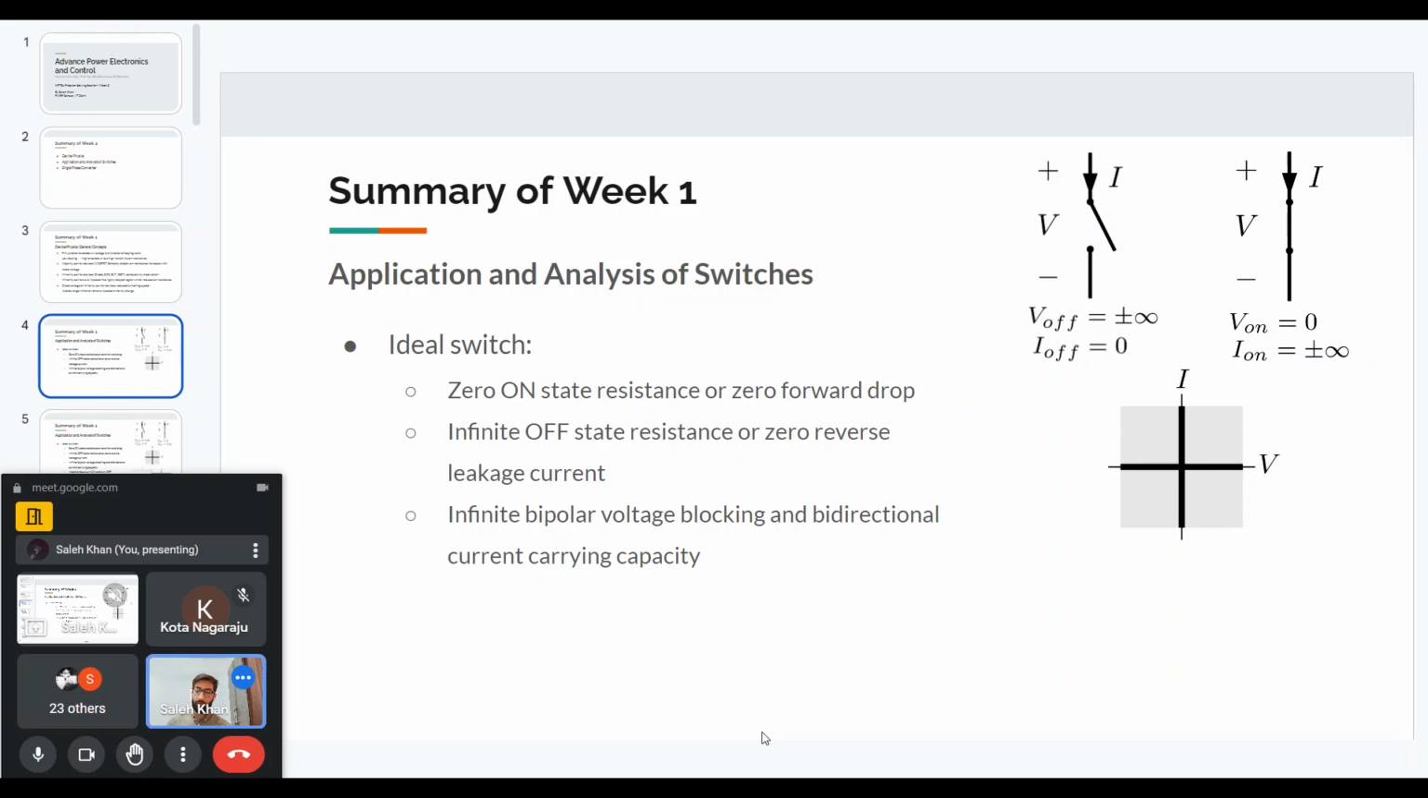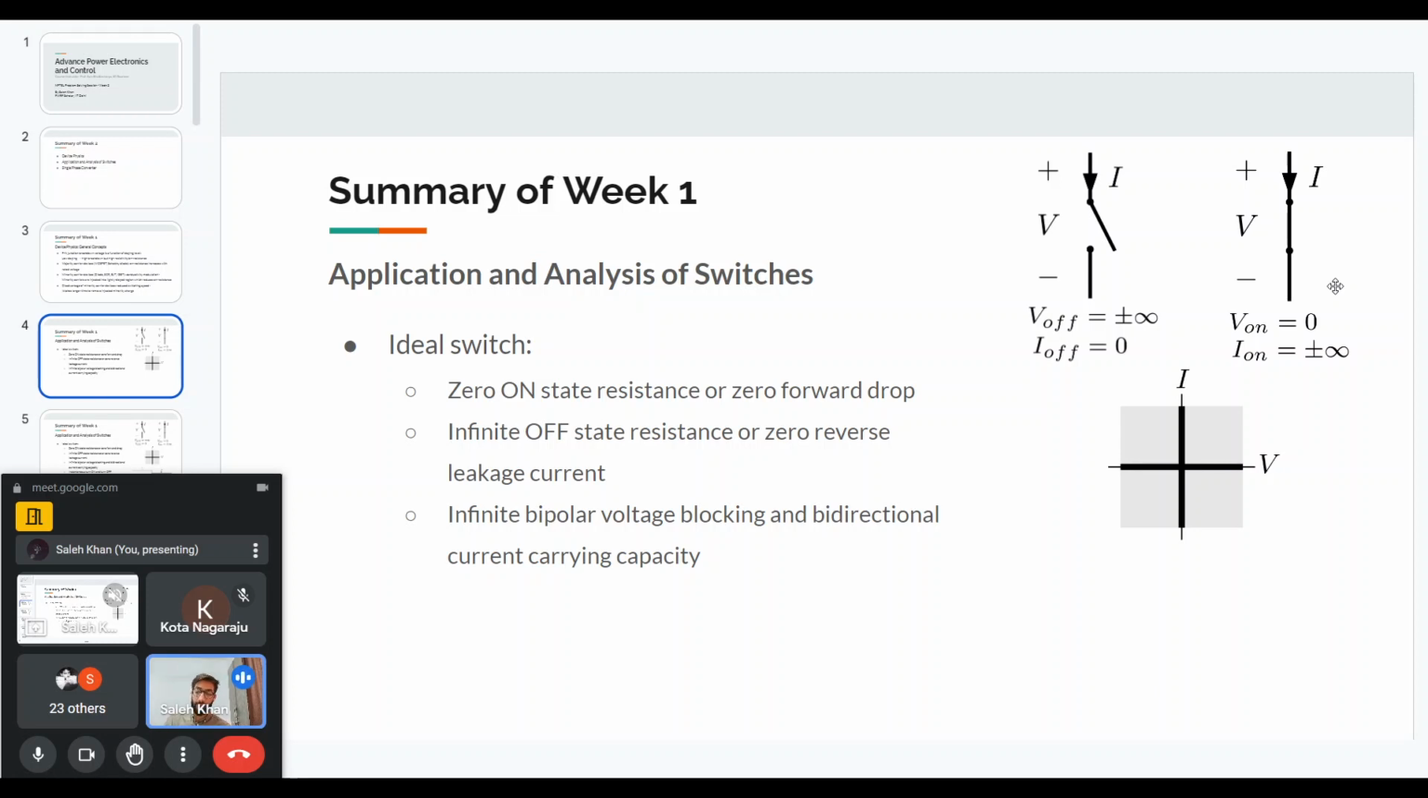So as mentioned, the first property of an ideal switch is that when the switch is on, it offers zero resistance or zero forward drop. You can see on the right side of the switch, when the switch is on, so it is closed, we are saying that V on is zero. V on is zero means that there is no resistance, because a current I is flowing through the device, but since V on is zero, there is no resistance and no forward drop. So that means there is no conduction loss in the device. A zero on-state resistance or zero forward drop means there should be no conduction loss. That is what an ideal device should have.